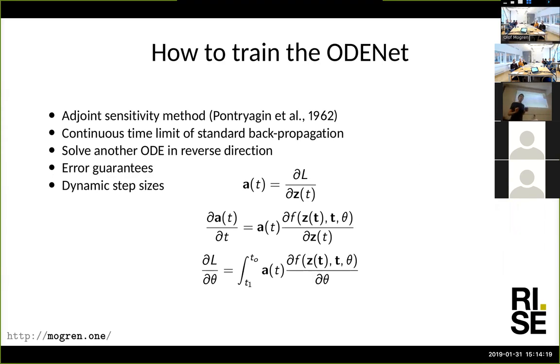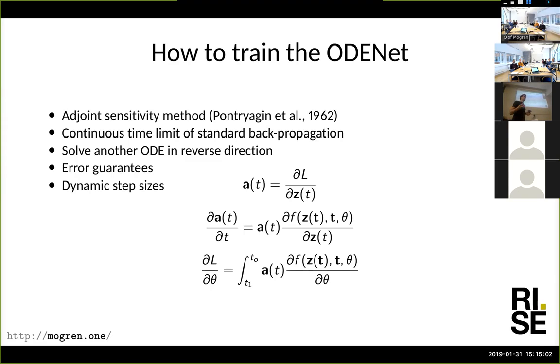So, how can we train this? We all know backprop, we all know how to train a neural network that has a fixed number of layers, but what about this? Well, I'm not actually going to go into detail about this, but in the paper they define this other ordinary differential equation, and they show that this is some kind of a continuous time limit of doing standard backpropagation. It's called the adjoint sensitivity method, obviously, on the slide.